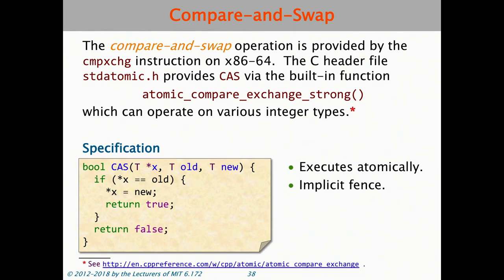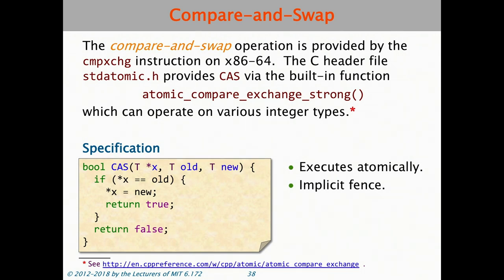And so here's the definition of the CAS instruction. Basically, what it does is it has an address, and then it has two values, the old value and the new value. And what it does is it checks to see, is the value that is in that memory location the same as the old value? And if it is, it sets it to the new value and says, I succeeded. Otherwise, it says, I failed.